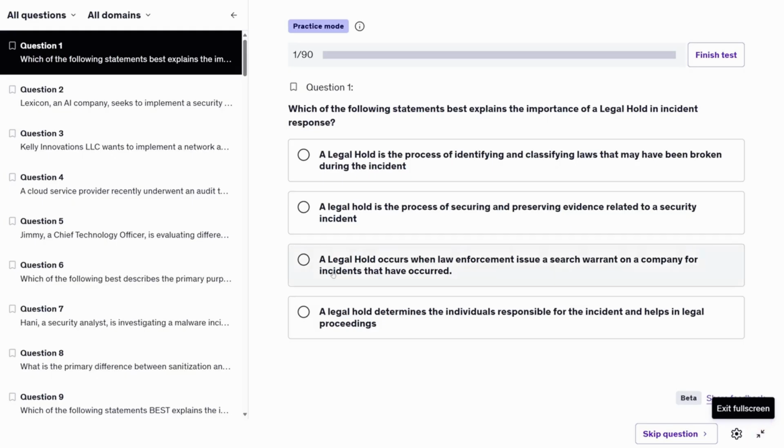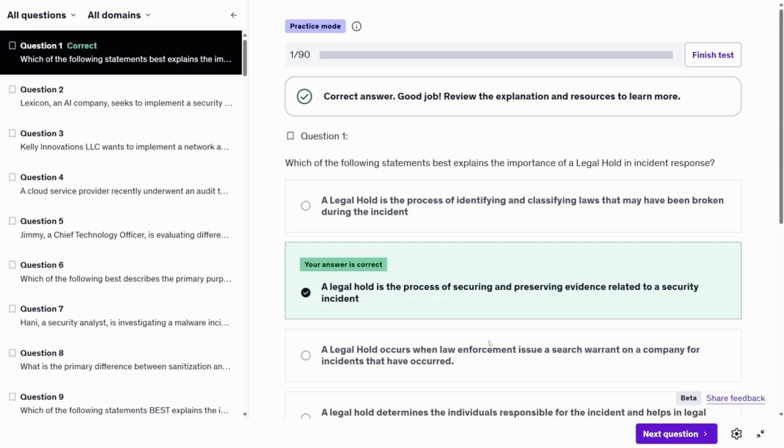The correct answer here is going to be B, which is a legal hold is the process of securing and preserving evidence related to a security incident. Let's check that to make sure.